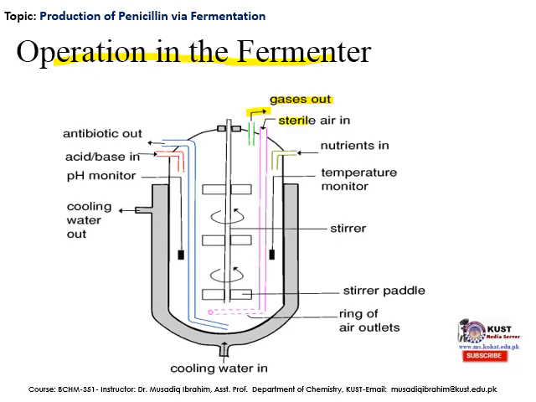Then there is a sterile air inlet from where the sterile air is introduced inside the fermenter. As we know, the process of fermentation in penicillin production is an aerobic process, so that's why the sterile air is provided into the fermentation tank. Along with it, the nutrients are also added, so there is an inlet through which the nutrients are added into the fermentation tank during the start of the fermentation process.